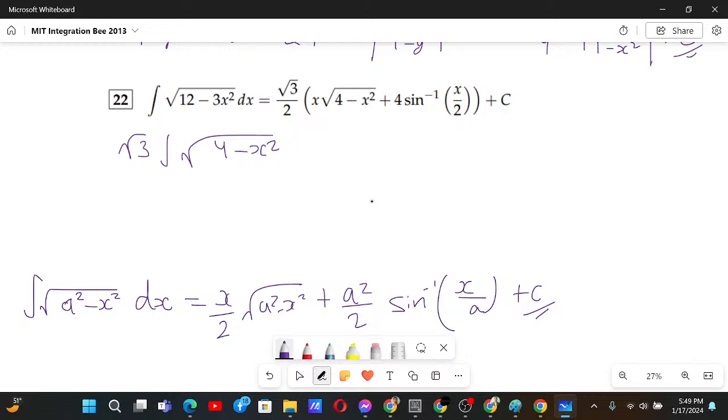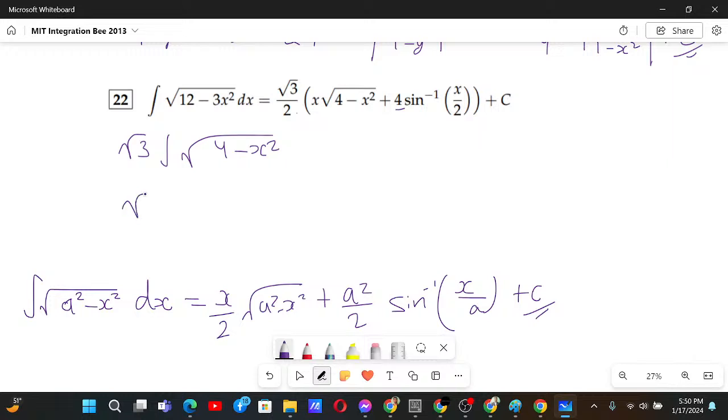But why does it seem like this will not work? x by 2 root under a plus a square by 2 sine inverse x by a. Let me check why it is not working. I mean, it seems like it will not work. Oh, it will work. The by 2 is taken out common, so that's why it can be 4 here.